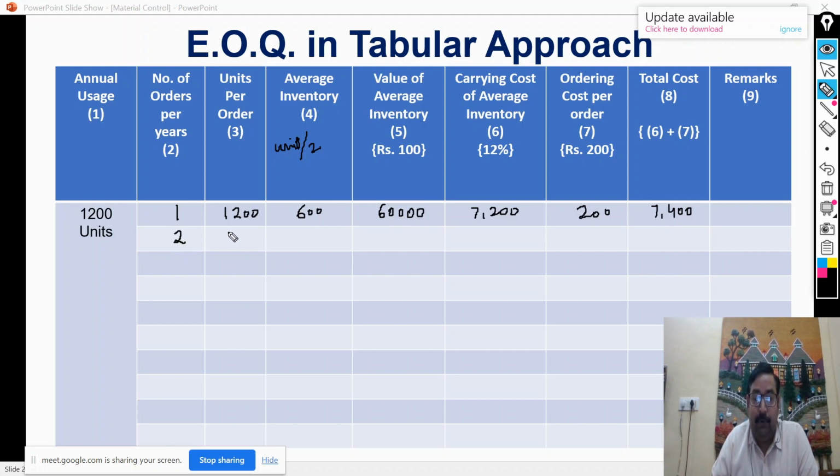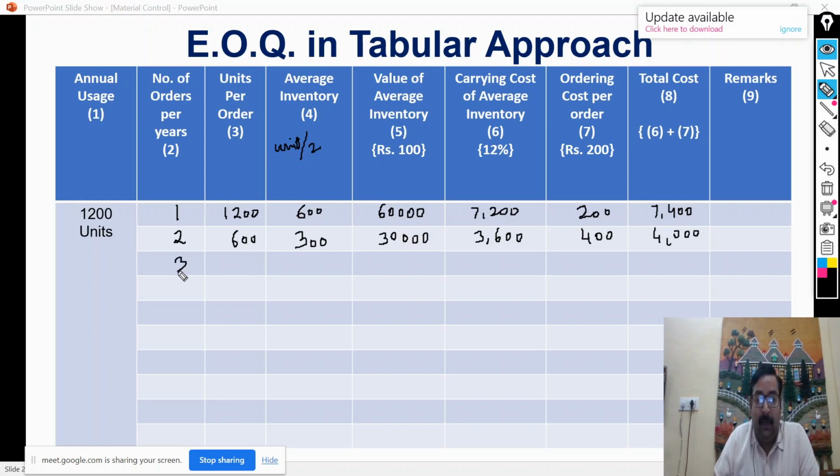Number of orders per year 2, then units per order is 600, that is 1200 units divided by 2. Average inventory is 300, and value of average inventory is 300 multiplied by 100, that is 30,000, and the carrying cost is 12% of 30,000, and ordering cost 200 into 2, then total cost is 4,000.